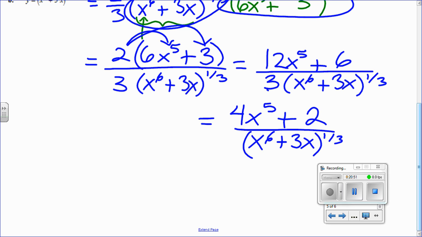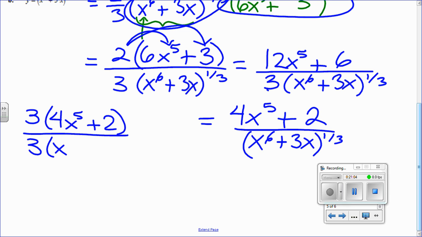Okay, so I will do this for you guys. If I factor out a 3 from the numerator, it will be 4x to the 5th, and then plus 2, isn't it? And then on the bottom, I have 3 times x to the 6th plus 3x, and then all of that to the 1/3. So what happens here? That equals 1. Yeah? Is that better?